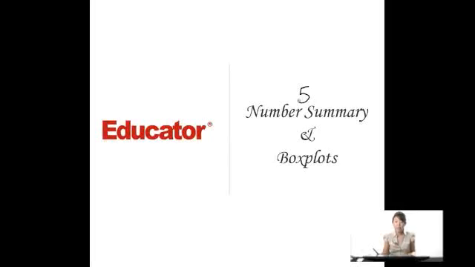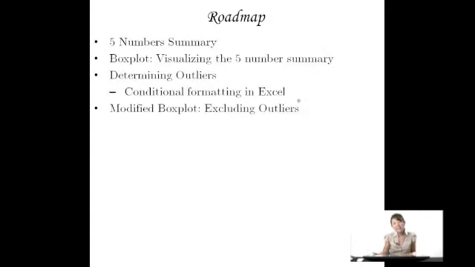Today we're going to talk about the 5-number summary and box plots. So now that you know a little bit about variability, we can talk about the 5-number summary. And the box plot is going to be a way of visualizing that 5-number summary really quickly. Then we're going to talk about how to determine outliers, using conditional formatting in Excel. And finally, we're going to talk about modified box plots, which are box plots where we exclude the outliers already.